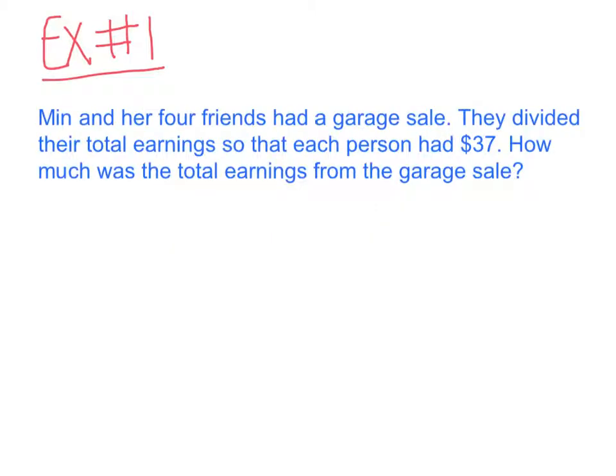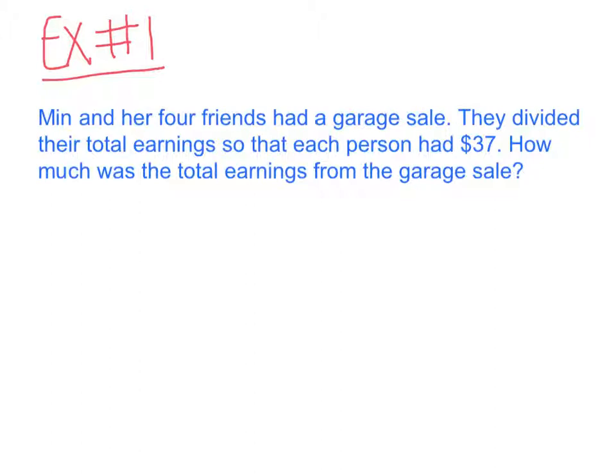Alright, example number 1. We're going to draw a picture, write an equation, and solve just like we did before. And our pictures are going to look very similar to how they did before also. So Min and her 4 friends had a garage sale. So we know that there are 5 people altogether because there's Min and her 4 friends. They divided their total earnings, so each person had $37. How much was the total earnings from the garage sale?